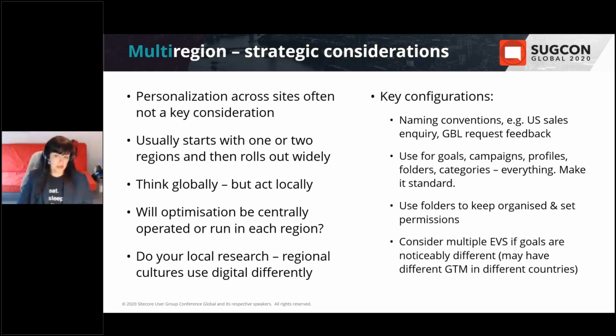So consider multiple engagement value scales if the goals are noticeably different. This can happen where, for example, in one country you may have a direct channel to market, and in other countries you're going through a distribution channel, or possibly you're not even selling direct to the market at all. You only go through the distribution channel, or you only go to business customers as opposed to consumers. That can cause a lot of challenges with your engagement value scale, so you might want to consider multiple engagement value scales.